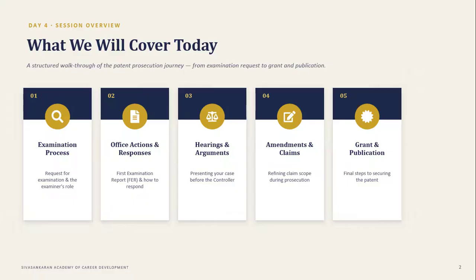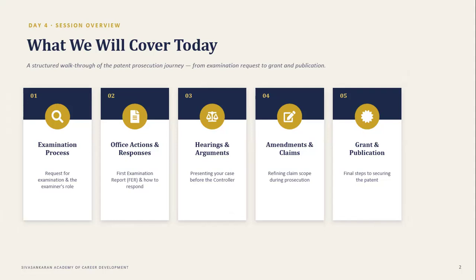Let us have our session overview today. There are 5 major areas that we will cover. First, we will understand the examination process, including the request for examination and the role of the patent examiner. Second, we will discuss office actions and responses, particularly the first examination report, commonly referred to as FER.